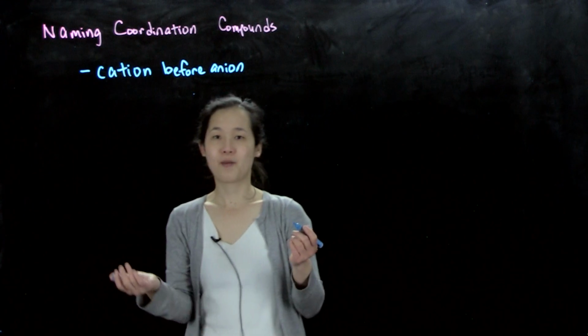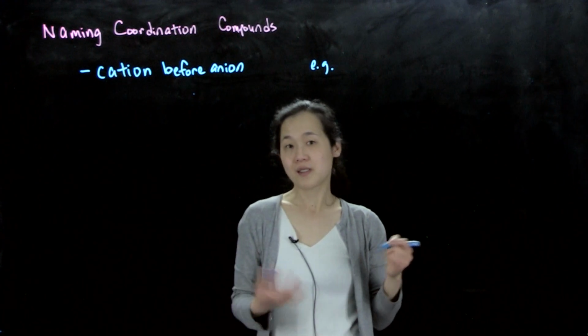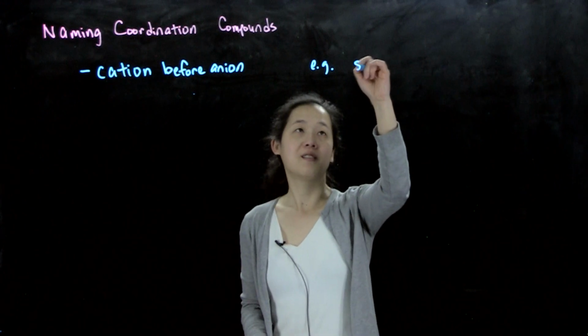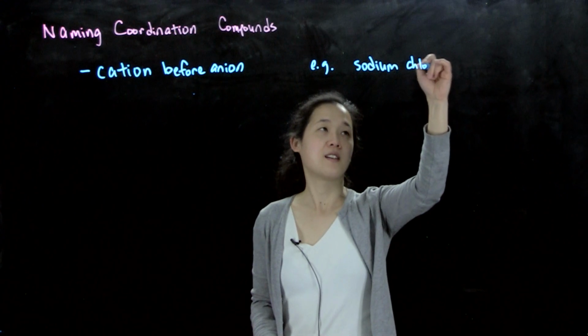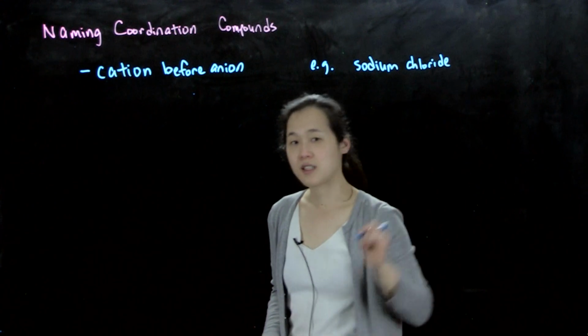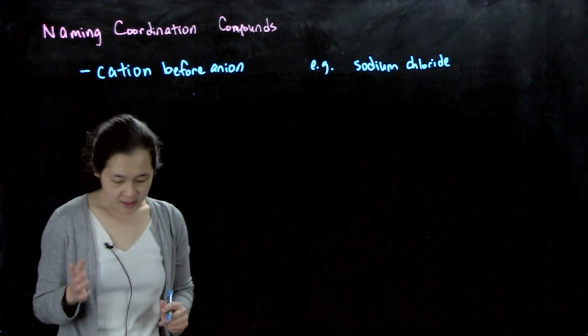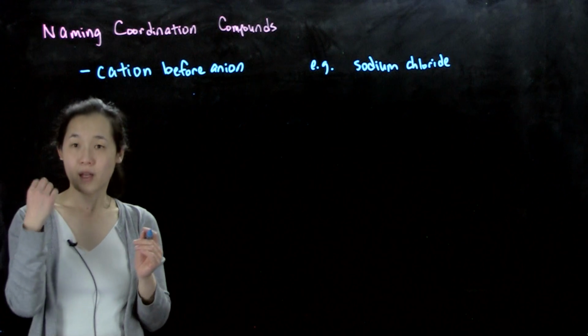This is familiar to you. We talked before about a salt, like a normal salt, not a complex; it's going to be something like sodium chloride. Sodium's a cation, chloride's the anion. Nothing crazy.